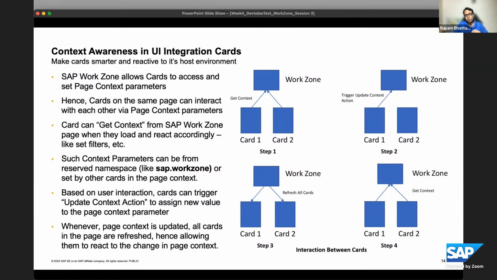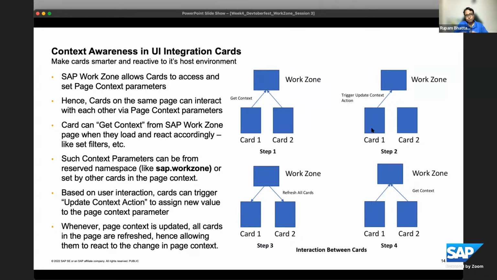And based on that, you can trigger the behavior on the other card. If you look at the flow in step one, you would probably get the context from any card at the load, at the beginning when the Work Zone loads up. And accordingly, based on the initial context, they will show the cards and the corresponding behavior will be set. Now, one could also have two different types of context. One is Work Zone's own context variables, which are already available, which are reserved namespaces like SAP Work Zone, etc. Or you could also get context which is set by other cards in the same page.